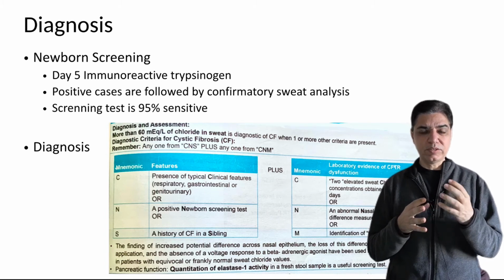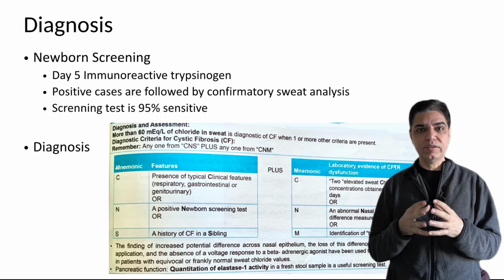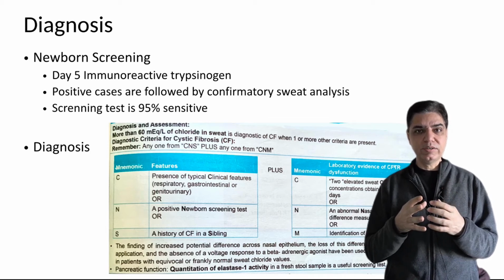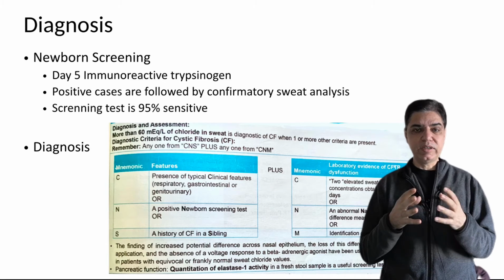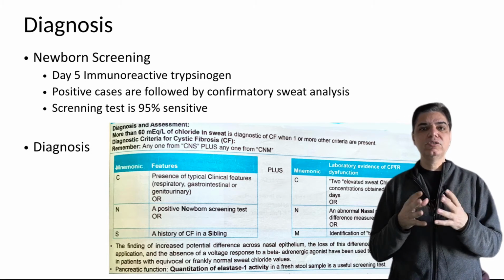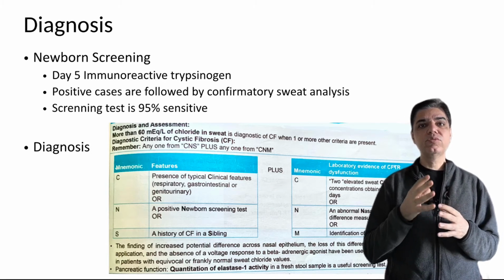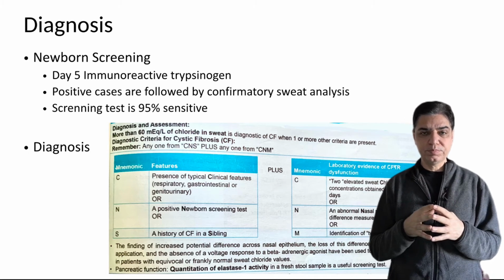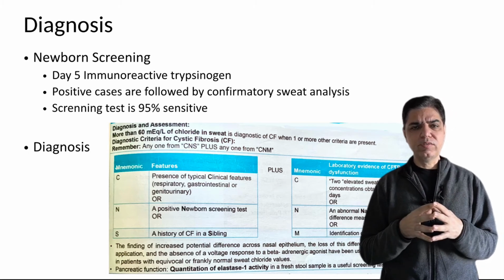So remember, the best screening tool is day 5 immunoreactive trypsinogen, and this immunoreactive trypsinogen is usually elevated, and if it is elevated, then it is followed by sweat analysis, and the sweat analysis must show greater than 60 millimoles of sodium per liter for confirmation of cystic fibrosis.